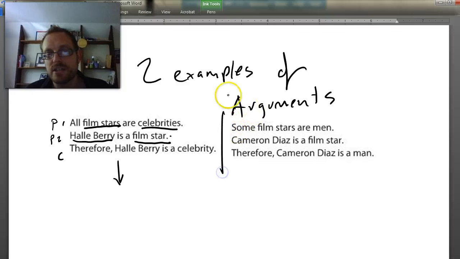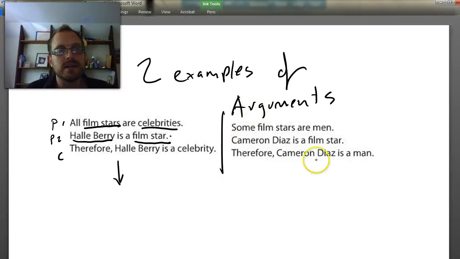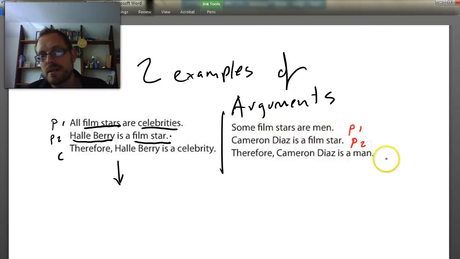Okay, let's take a look at this one over here. First off, you can see there are terms. This is: some film stars are men. Cameron Diaz is a film star, therefore Cameron Diaz is a man. Now, this is a good example, because this is actually organized correctly, but you can see the difference here because this is not true. Let's just analyze. This is the first premise, this is the second premise, and this is the conclusion. Now, what's the difference here? This is actually a correct form of reasoning.